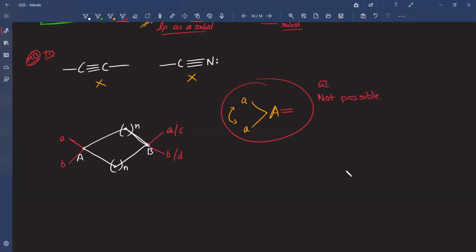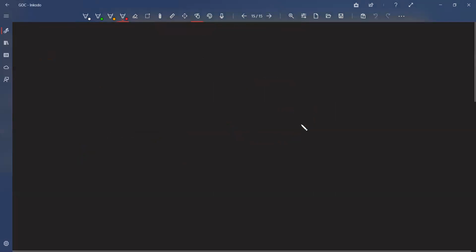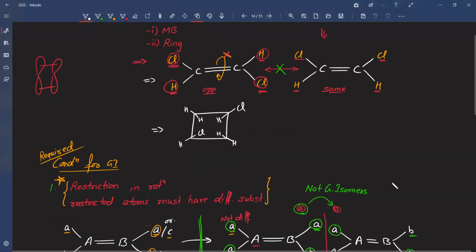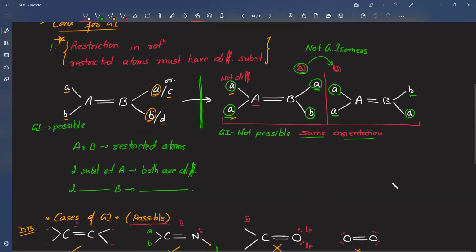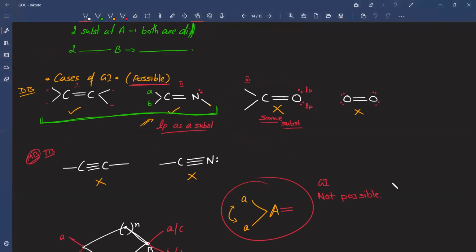Now I'll give you different situations in which you will have to tell me whether there is a possibility of geometrical isomerism or not. I have a question. Yes, go ahead. Could you explain the triple bond? When would they be geometrical isomers? There won't be. It is not possible.